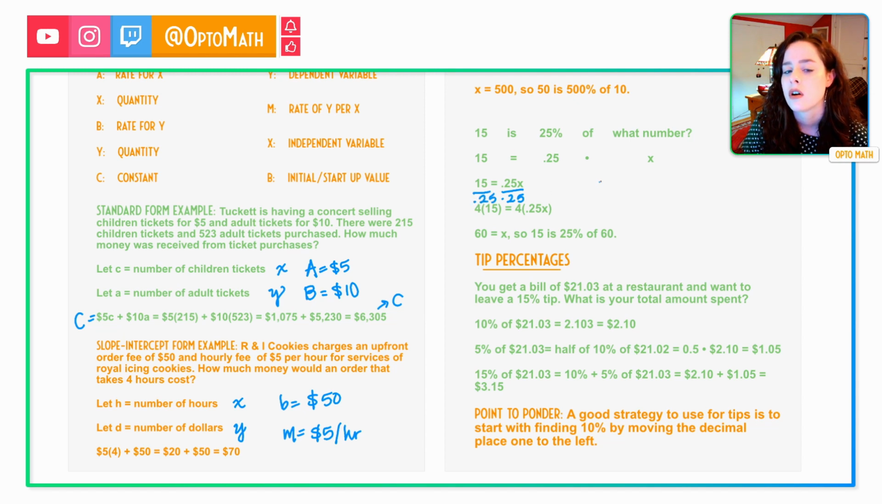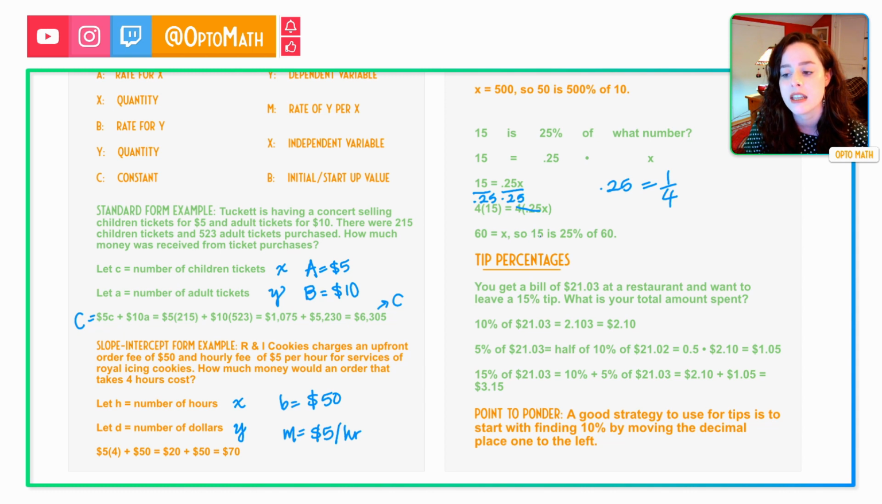Now, this is the same thing as 1/4, right? So dividing by 1/4 is the same thing as multiplying by 4. So that's what is written here. So 4 times 15 equals 4 times 1/4 X. So those will simplify to 1. And you get 60 is equal to X.